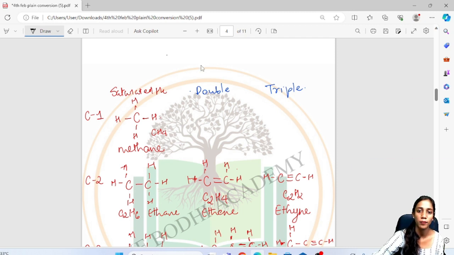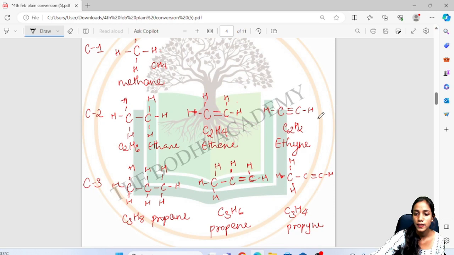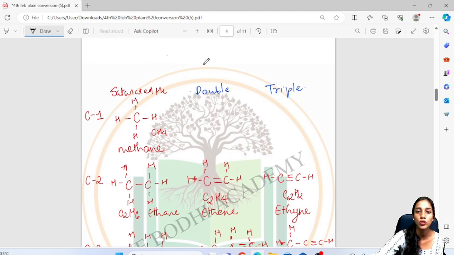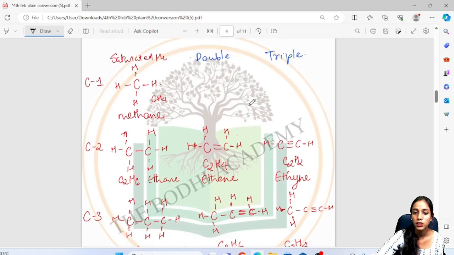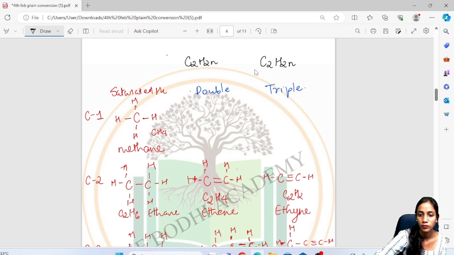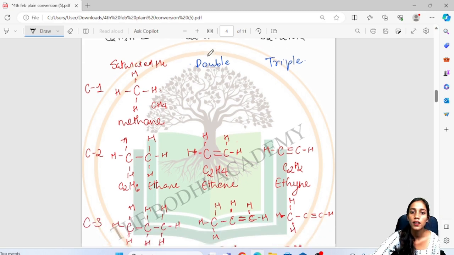Okay, so we have a standard formula for writing the formula of different hydrocarbons. So this is the basic formula.